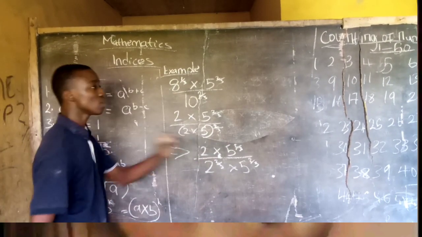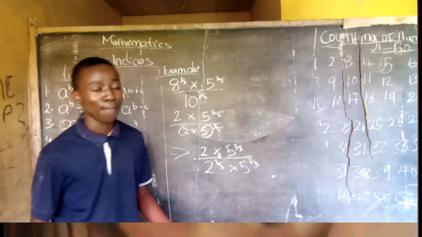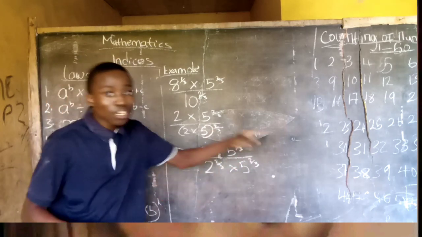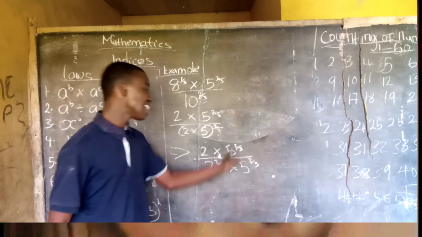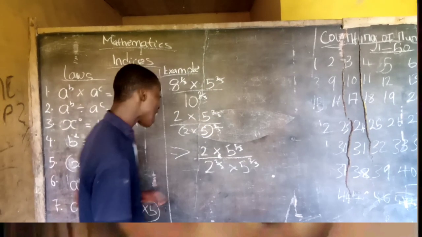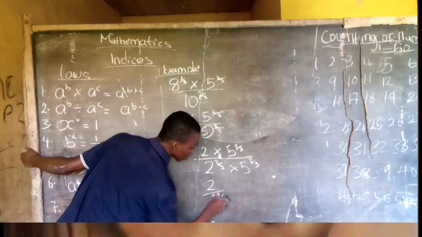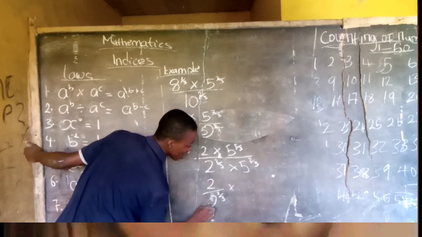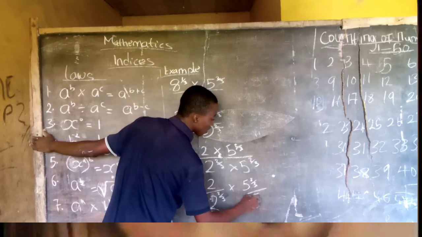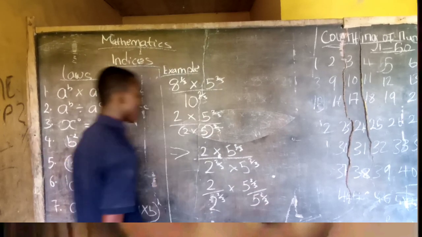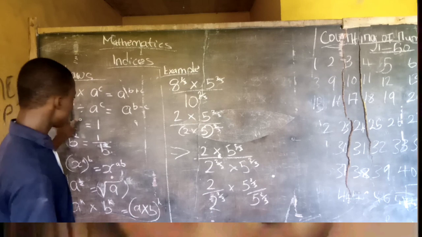Remember, when you are multiplying two fractions, the denominator multiplies the denominator and the numerator multiplies the numerator. In that form, we have 2 over 2 to the power of 2/3, then multiplied by 5 to the power 2/3 all upon another 5 to the power of 2/3.